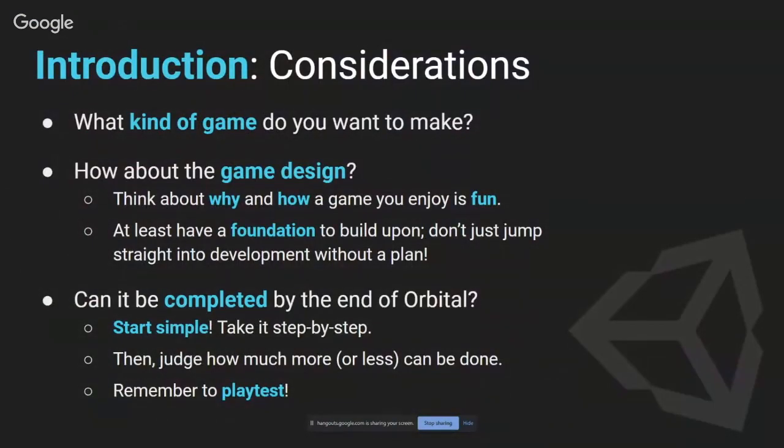Before we begin any game development project, we need to figure out what kind of game we want to make. This usually happens at the very beginning. Before you even start, you think about what makes a game fun and what kind of knowledge you need to actually create the game. If we have a foundation to build on, we will not be blindly jumping into the development process. As for this Orbital, we only have 3 months, so we have to start small, keep it simple, and judge how much can be done within these 3 months. Knowing your own ability, please try not to go too broad or too complicated. And always remember to play test.